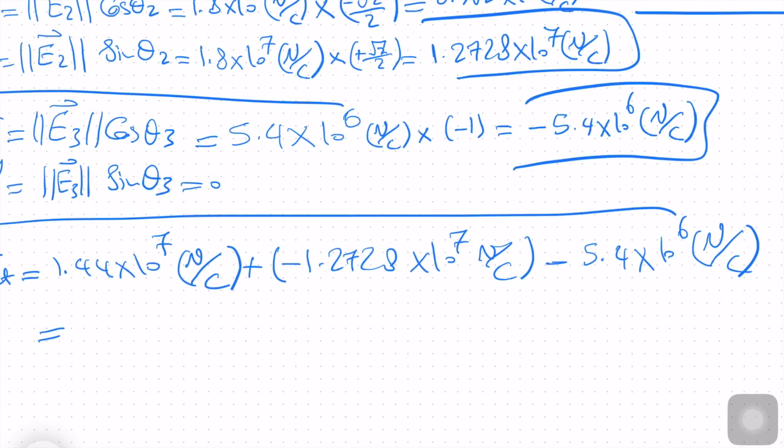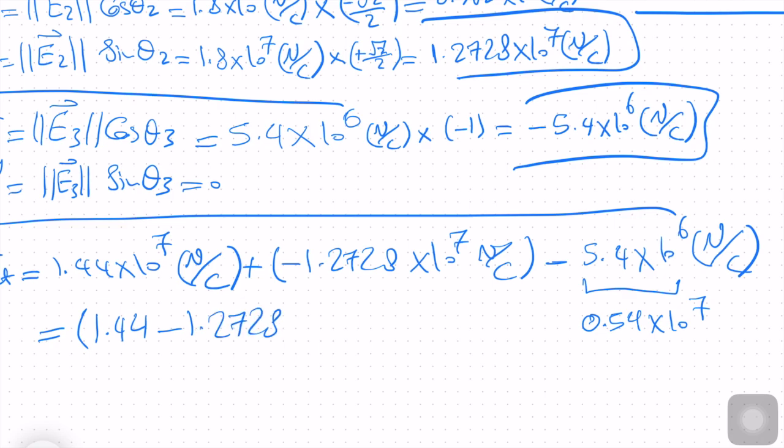Now, if you add these numbers up, and if I did my math correctly, let's see, how are we doing this? So remember that you have to actually make sure the powers are the same. Here I have 10 to 6, so my option is to, for example, rewrite this as 0.54 times 10 to 7 so I can add the numbers, because then it's 1.44 minus 1.2728 minus 0.54, all of it times 10 to 7 Newton per Coulomb.